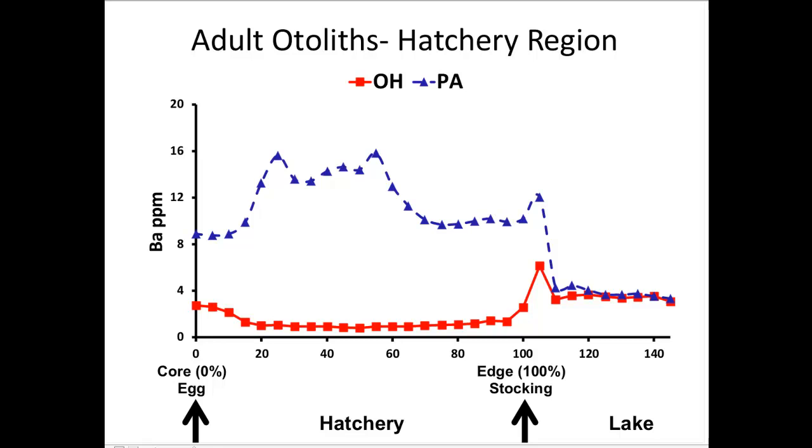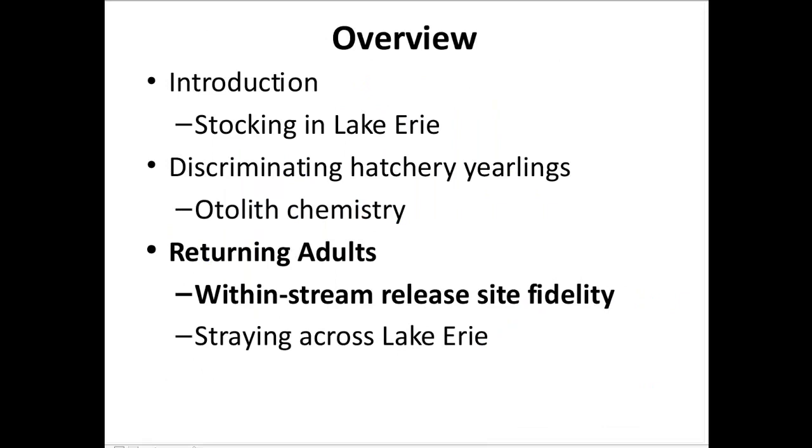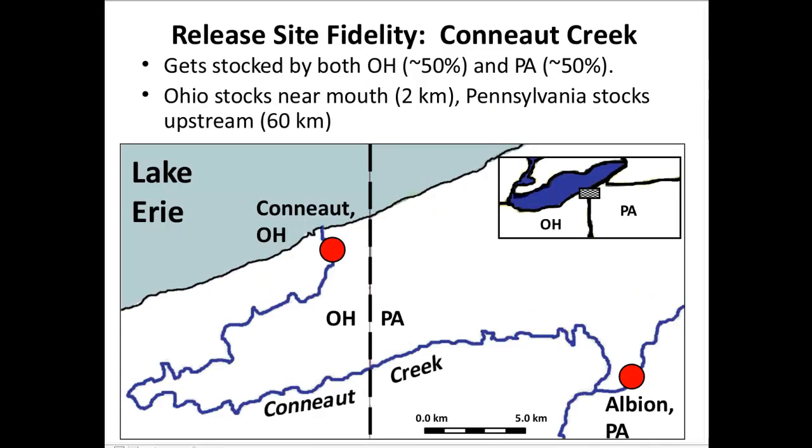But you can see that once they get out into the lake, they have a common signature. So now we can start asking questions about Ohio and Pennsylvania fish. We look at those different regions again, the ones that we identified as important from looking at the hatchery fish. And what we're going to see is, here's the Conneaut Creek. The Ohio people stock theirs right down here at the mouth. The Pennsylvania guys stock theirs way up here, about 60 kilometers upstream.